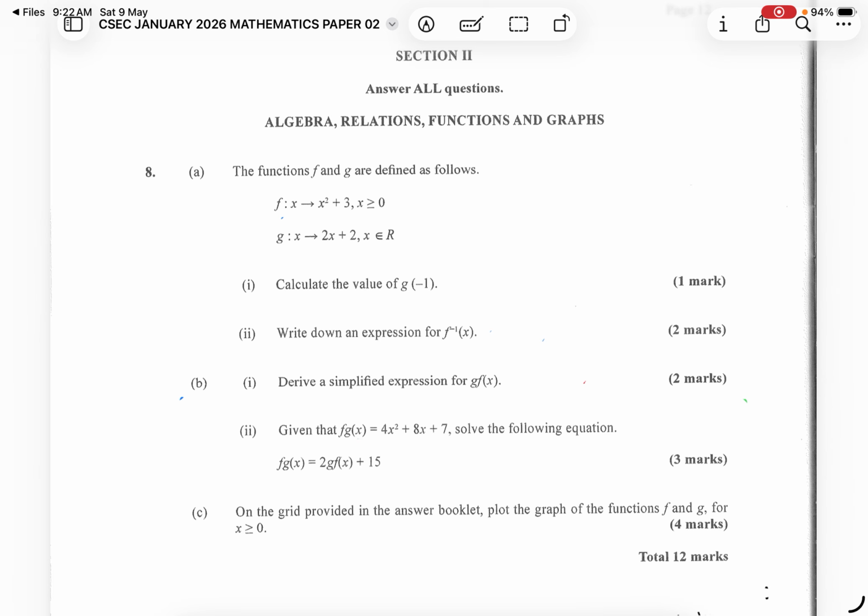Now, today we're going to go into our section 2 of January 2026 past paper. I hope that you are ready. I hope that you would have enjoyed watching section 1. You would have learned a lot after watching section 1. And now that you're back, let's get into it.